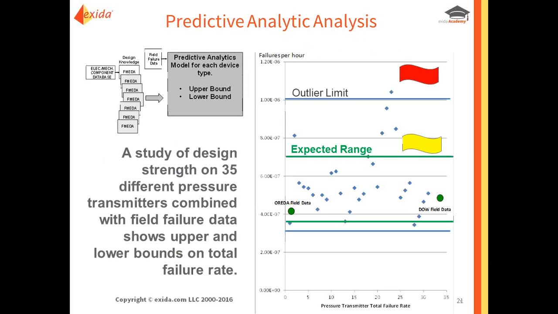Here's an example: we did a study of design strengths on 35 different pressure transmitters combined with field failure data, which shows an upper and lower bound on the total failure rate. The blue dots are all the different FMEDAs that we've done. The green dots are ARITA field data and Dow field data. You can see that there are some numbers outside the limit, or there's one anyway. What is that? Well, that was a poor design product, because all these pressure transmitters aren't built the same. You have different quality pressure transmitters, and you get different failure rates because you might have a safer product or a product that's not as safe.